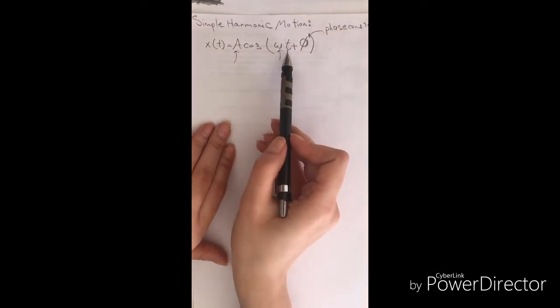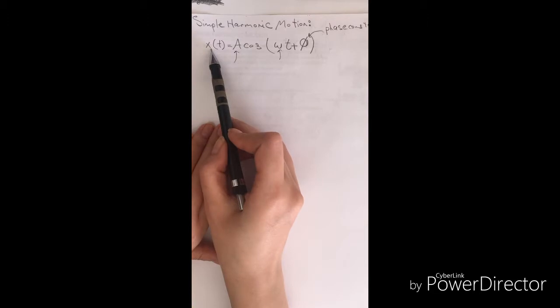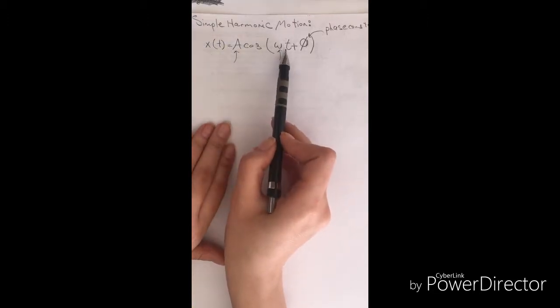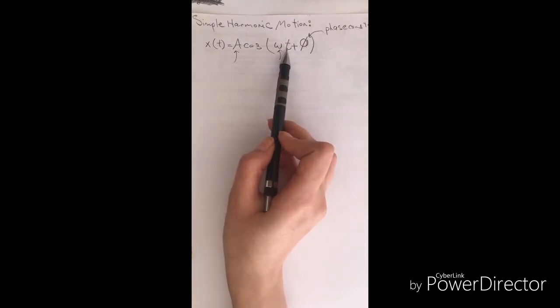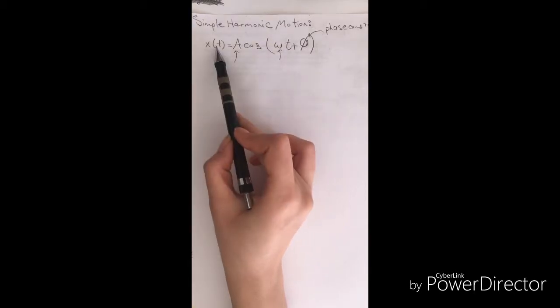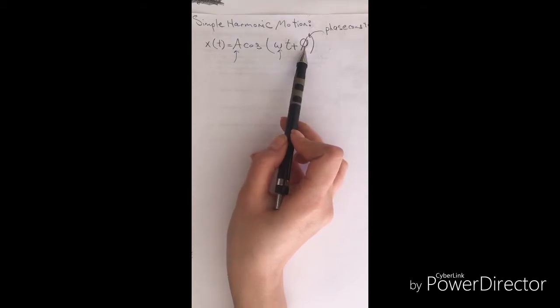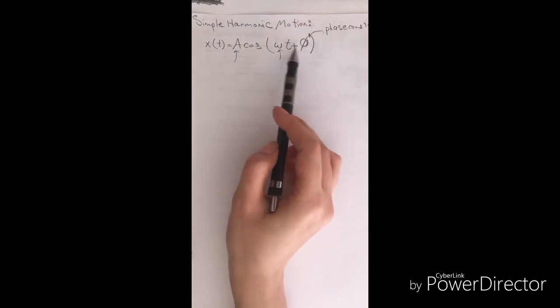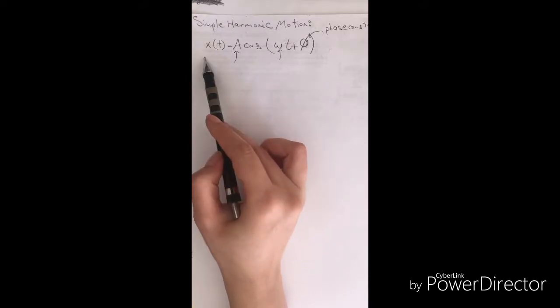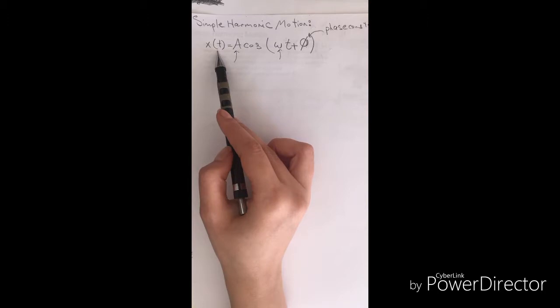So where the mass is located at t equals 0, which means when t is 0, what's the position of the mass? We put t equals 0, and where the mass is located at t equals 0, we put that for x, along with the amplitude, and then we can get phi, the phase constant. So this is the equation for position as a function of time for simple harmonic motion.